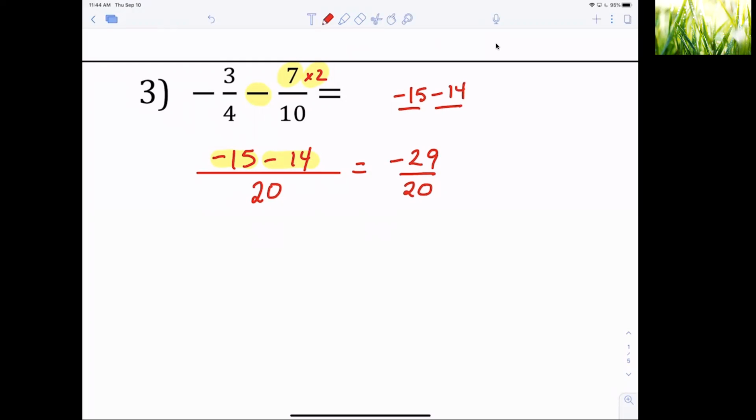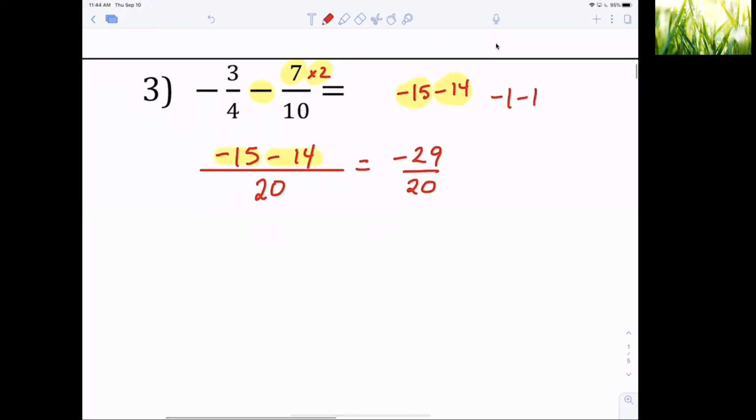No, I understand you, but listen to what I'm saying now. Please, think about it. Remember, I always told you, if you owe your mom 15 and you owe your dad 14, that's what that means. They're both negative. So if I said negative 1 minus 1, that's not 0, is it? No, right? They're both negative, so we add them. You agree now? All right, good.